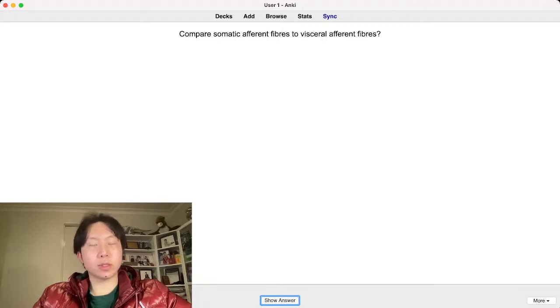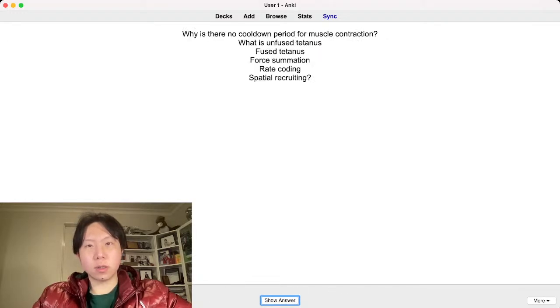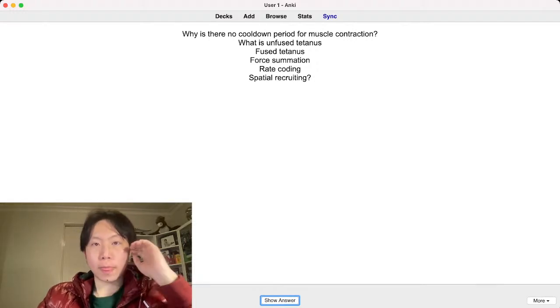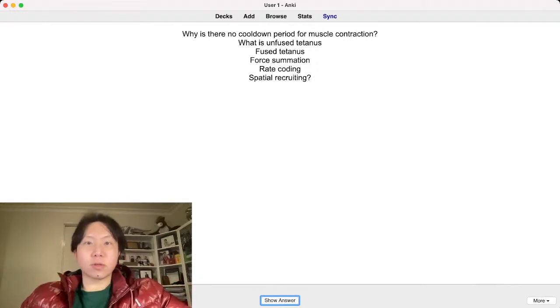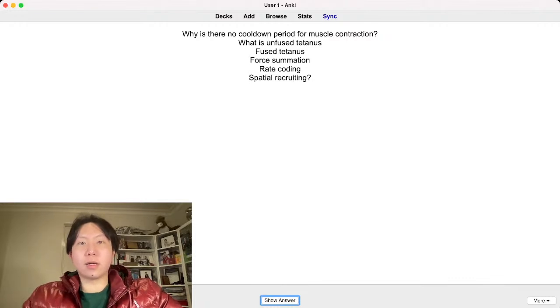Somatic is from skeletal muscle. Visceral is from like your gut or from your organs. Right? Why is there no cooldown period? Because action potentials are much faster than the muscle contraction.